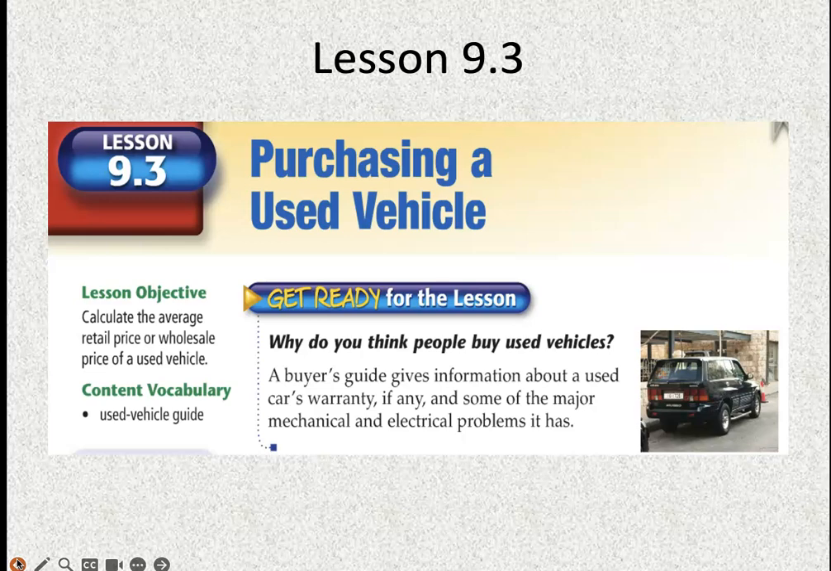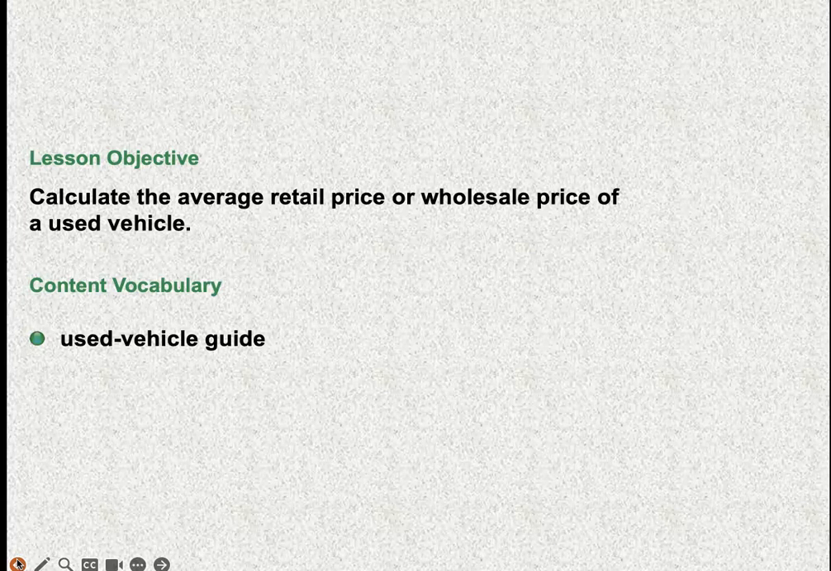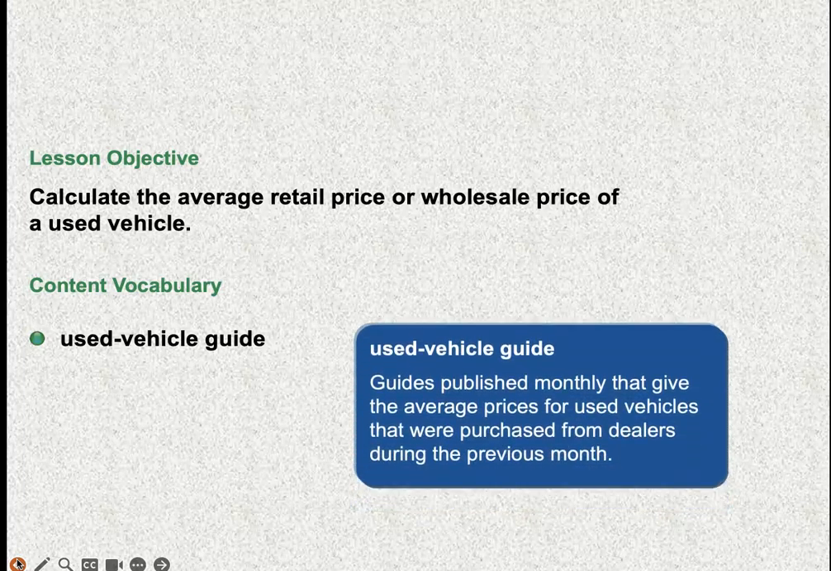Purchasing a used vehicle. The objective is to calculate the average retail price or wholesale price of a used vehicle. Now, there's a used vehicle guide. These are guides published monthly that can give the average prices of used cars that were purchased from dealers during the previous month. It used to be a book, now it's online. Kelley Blue Book is an example of that.